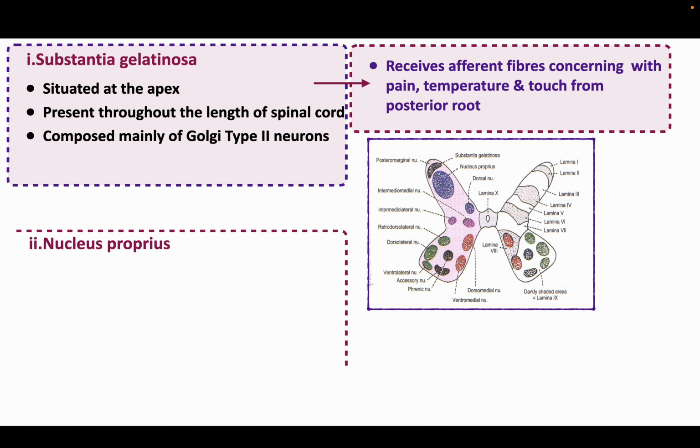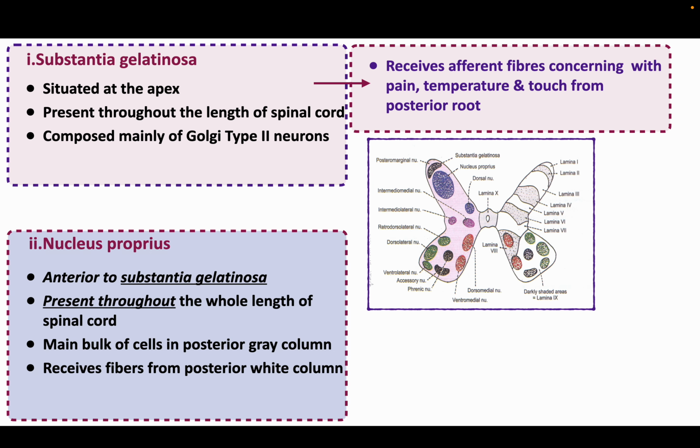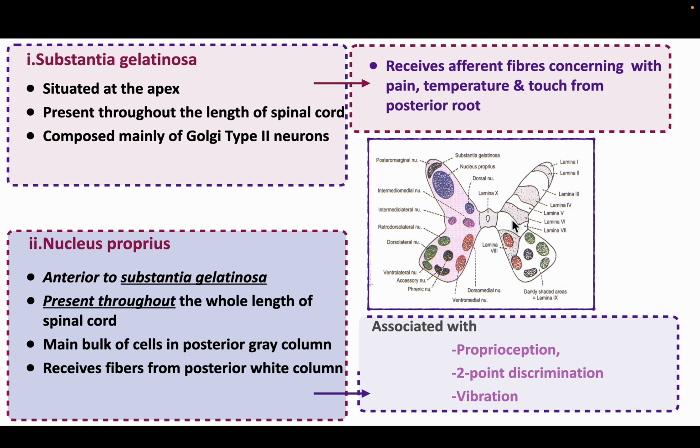Then comes the nucleus proprius. This is present anterior to the substantia gelatinosa. It is the main bulk of cells present in the posterior gray column. You can see the size of this nucleus. It is again present throughout the length of the spinal cord, like the substantia gelatinosa. It is receiving the fibers from the posterior white column. The posterior white column, we all know, is associated with proprioception, 2-point discrimination and vibration.